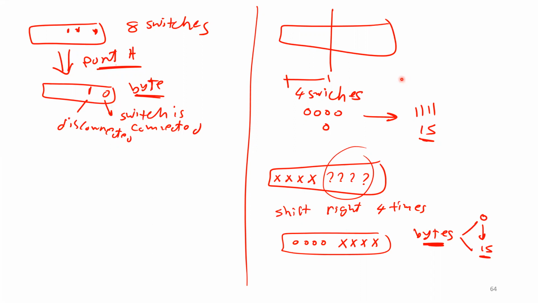So in one lab, or in one example, I'm going to ask you something like this. I'm going to say, use these 4 switches to enter a number between 0 and 15. So you're going to get a number from the user using these 4 switches, okay?